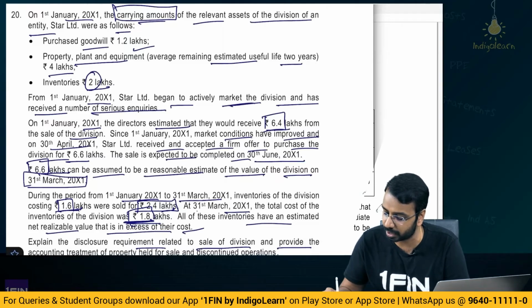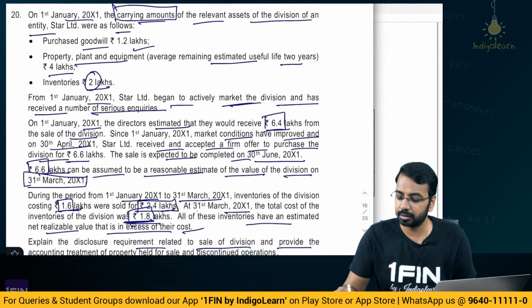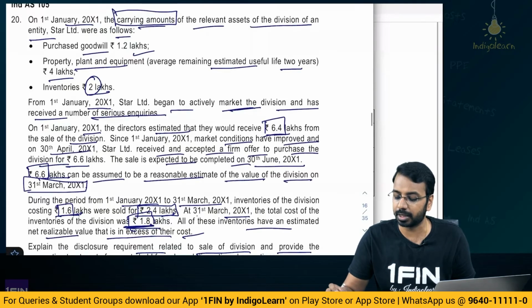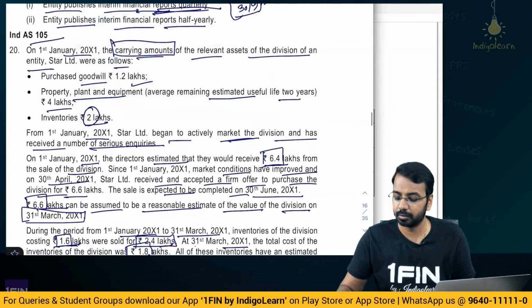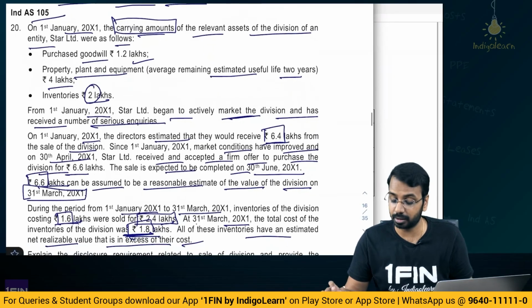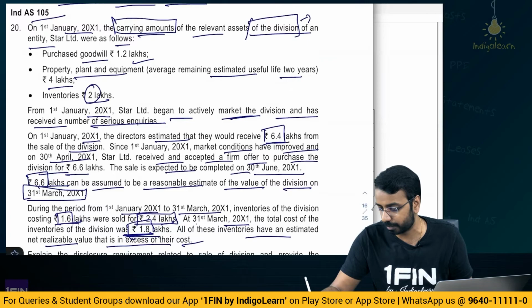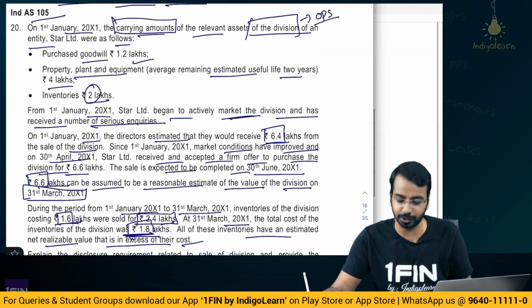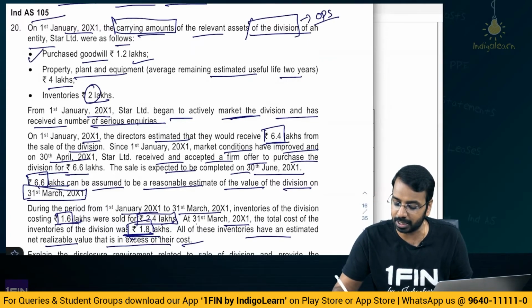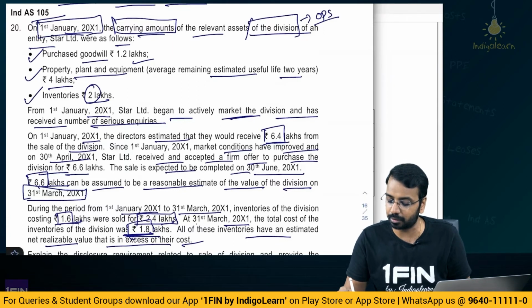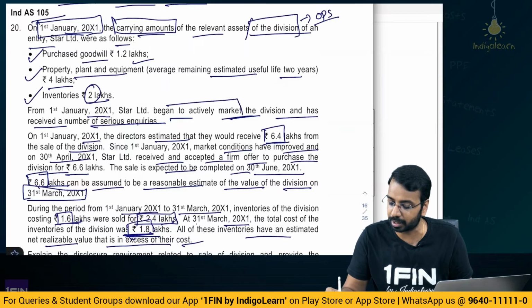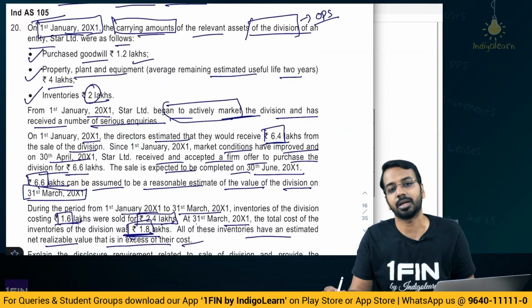Explain the disclosure requirement related to sale of division and provide the accounting treatment of property held for sale and discontinued operations. Now, here, this is covered by Ind AS 105, which deals with non-current asset held for sale and discontinued operation. First, it is a division. So, we can say that this is a part of an operation, a discontinued operation, which has goodwill, PPE and inventory. Now, what is the date? On 1st of January is the date on which they have said that they begin to actively market. So, on this date, you will classify it under Ind AS 105.